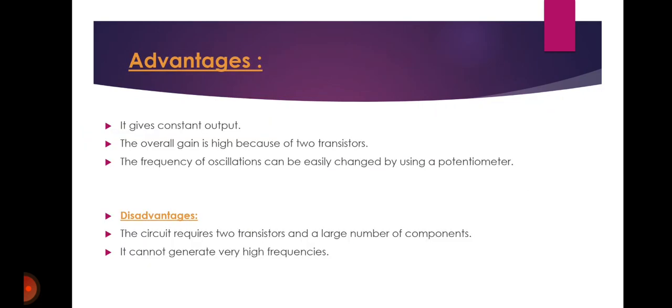So see the advantages. It gives constant output. Second, the overall gain is high because of 2 transistors. Third one is the frequency of oscillations can be easily changed by using a potentiometer. Then the disadvantages are, the circuit requires 2 transistors and a large number of components. It cannot generate very high frequencies.